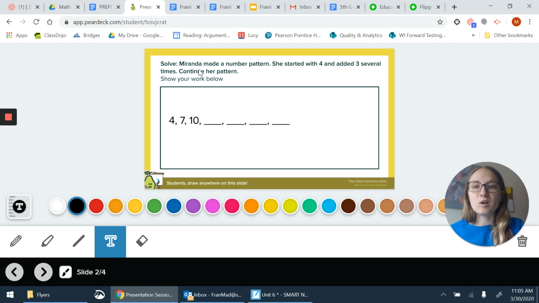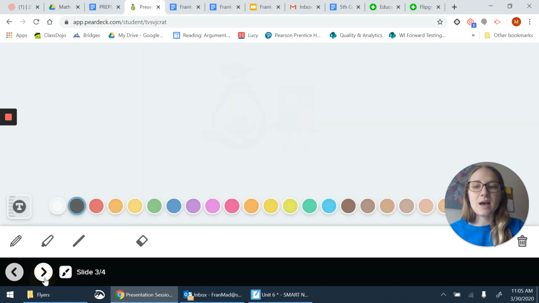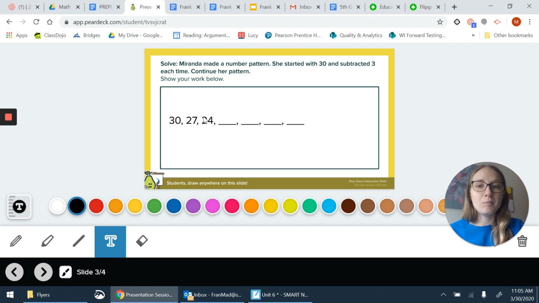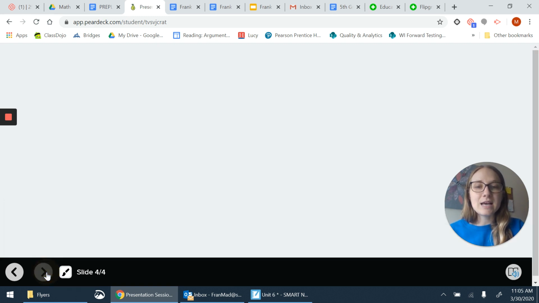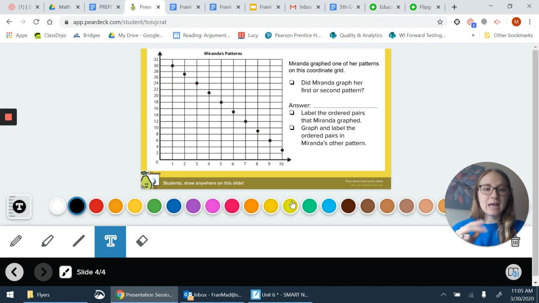So here you're going to solve. Miranda made a number pattern. She started with 4, added 3 several times, continue her pattern. You just need to continue her pattern here. The same thing on problem 3. There's a new pattern, but you need to continue and finish it here. And then this next slide, some of you have it split into 2 slides. In my case, this is just on 1.